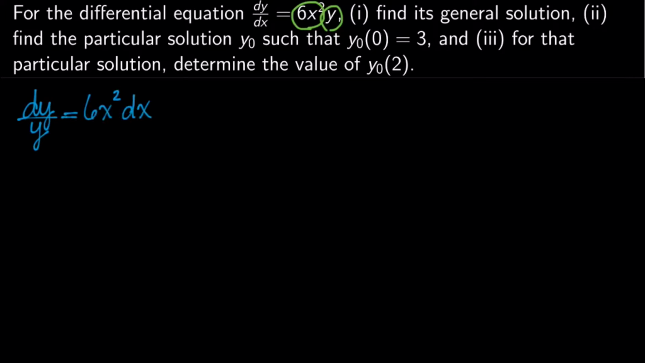So my first step is going to be pushing all of the y stuff to the left and all the x stuff to the right. And that means that I get dy over y equals 6x squared dx. The next step here is to take the antiderivative of both sides. And so on the left I have the ln of the absolute value of y, and on the right it's going to be 2x cubed plus c.